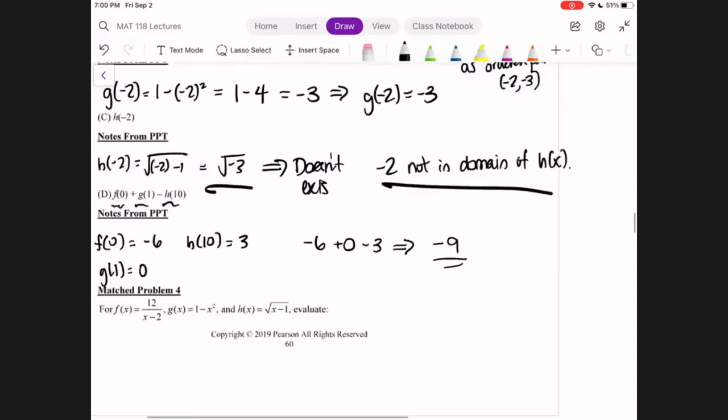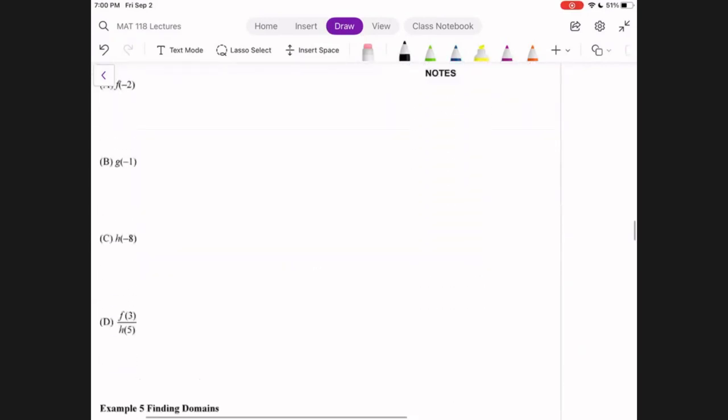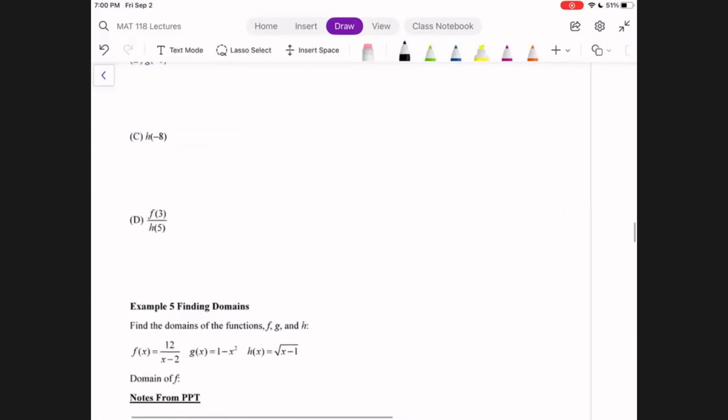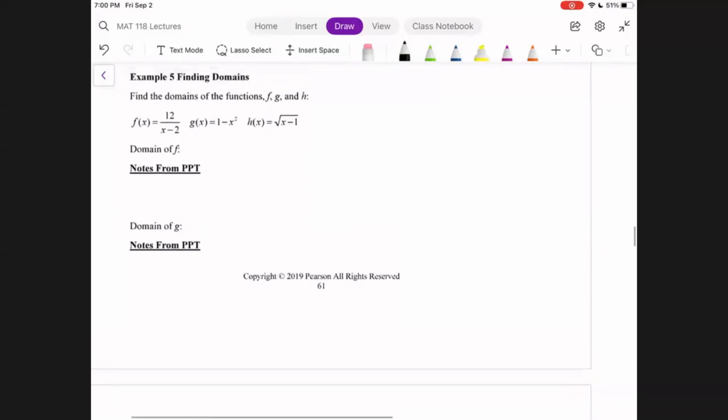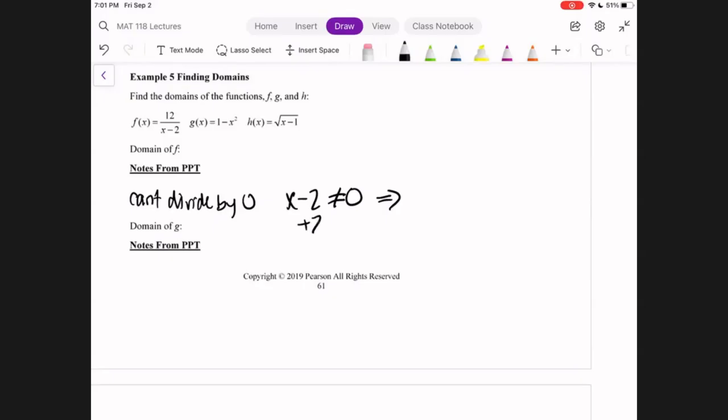Okay, so you can look at match problem 4 here. If you're wanting some extra practice, do think here that this one, they find f of 3, they find h of 5, and then they divide the 2. Okay. Now for this next one here, there's some things you want to realize. If you see a fraction, I want you to think you can't divide by 0. So take your denominator and say that x minus 2 cannot equal 0. So if we solve this, adding 2 to both sides, x cannot equal 2.